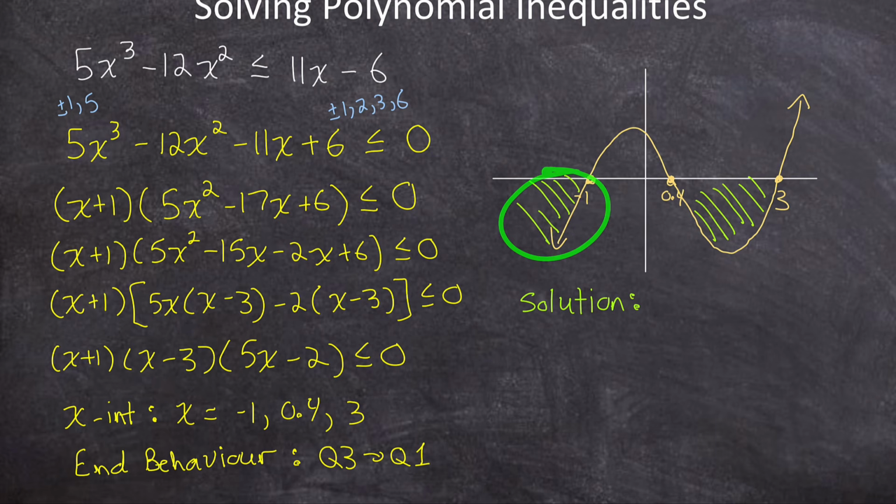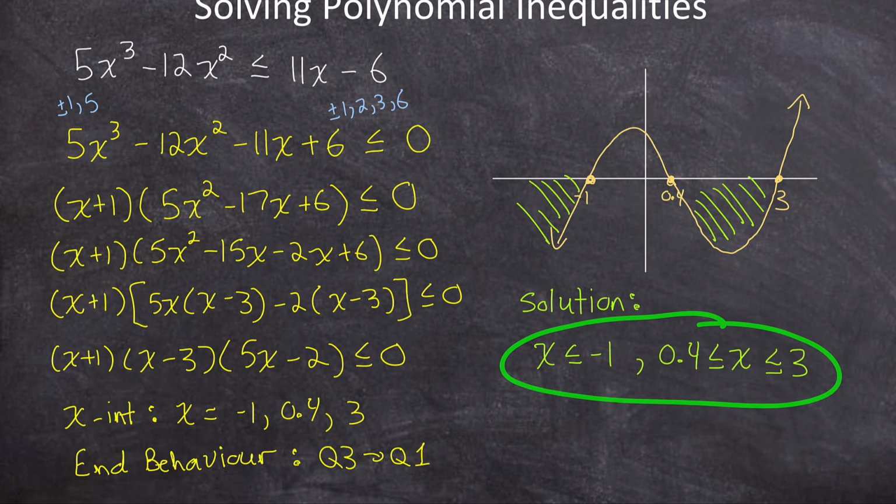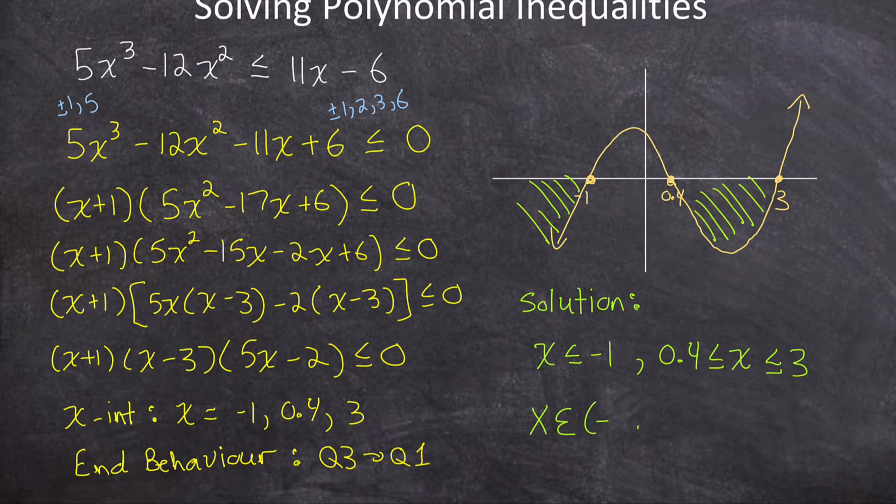This section of the function is when x is less than or equal to negative 1, and this section of the function is when x is between 0.4 and 3. So we could describe those intervals with inequality symbols like this, or we could write it in interval notation by saying x is an element of numbers between negative infinity and negative 1, or from 0.4 to 3. And notice I used square brackets at each of the x-intercepts because at those x-intercepts, this polynomial is equal to 0, and the original inequality states we want to include when it's equal to 0.